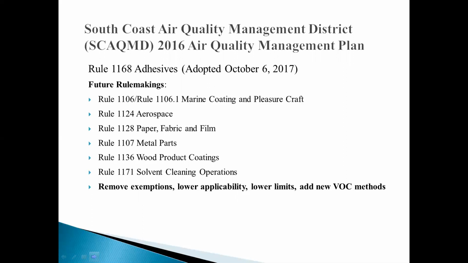South Coast has committed to removing various exemptions and lowering the applicability. Many of these rules apply only if you are a major source, and depending on what they set that major source threshold at, is it 250 tons per year? The districts or the states can lower that applicability, and therefore pull in more facilities. Clearly, they're talking about maybe some lower VOC limits, and I am going to spend one slide on some new VOC methods that South Coast has developed that you may want to be aware of. Next slide.